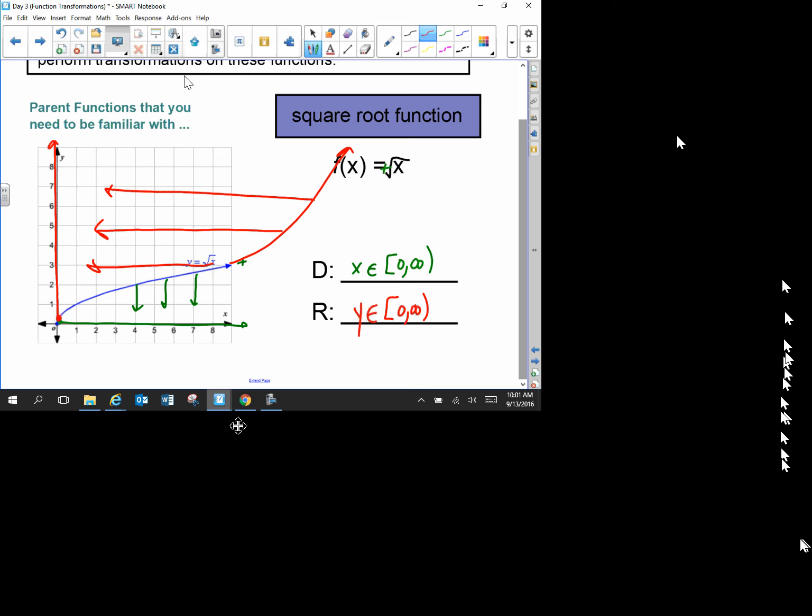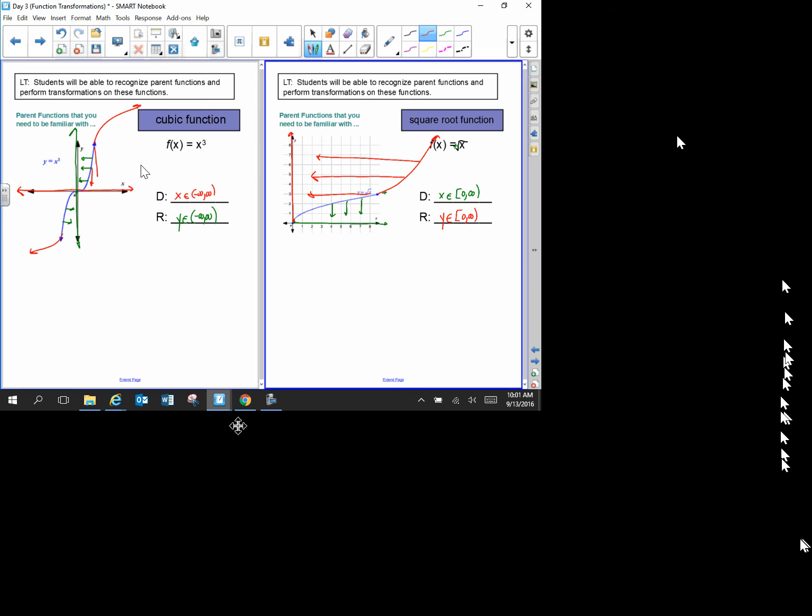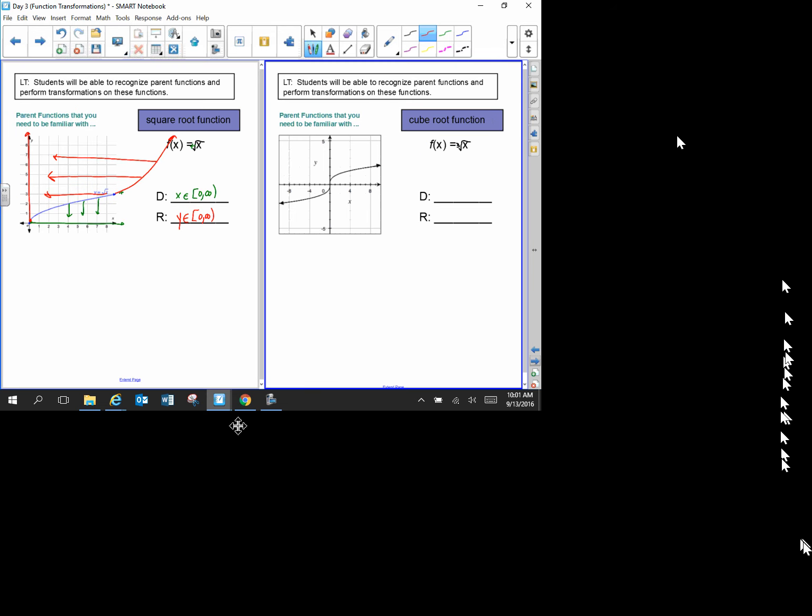Cube root. Cubic is going to be like this. So if I reflect a cubic over y equals x, it ends up going like this. So we have our cube root function right here. Flatten that down to the x-axis. So everything's moved to the x-axis, and my domain is all real numbers.